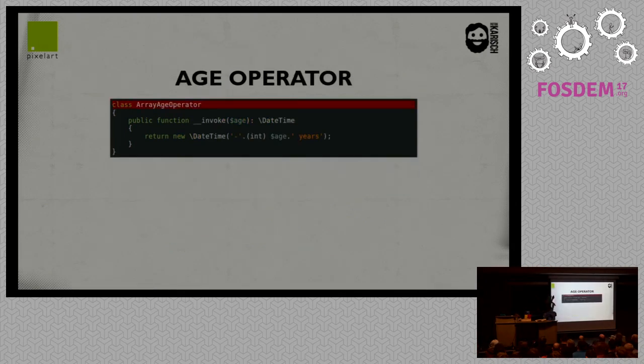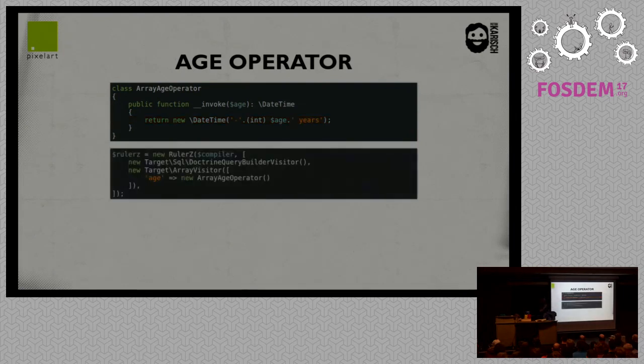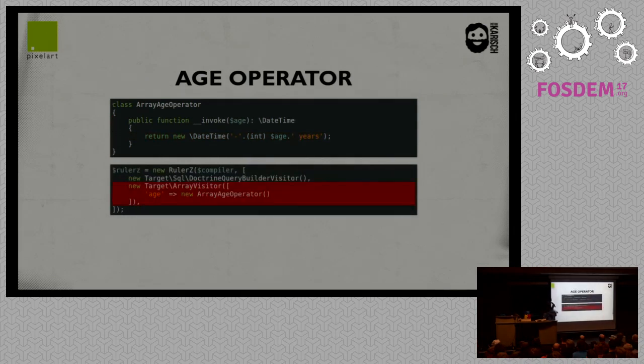This is an array age operator. It's simple, a callback class with invoke, where we get the age, it returns a date time, and simply returns the date time from the a minus age years. So if we supply 30, we get the exact date time 30 years ago. And this age operator is simply defined on the array visitor, age is the new array age operator. So if we have the business rule before with the age, we can now use this rule with arrays of unicorns, of turtles, etc.